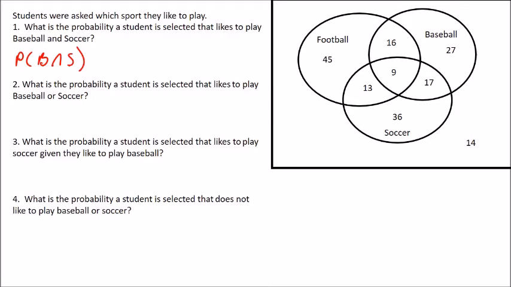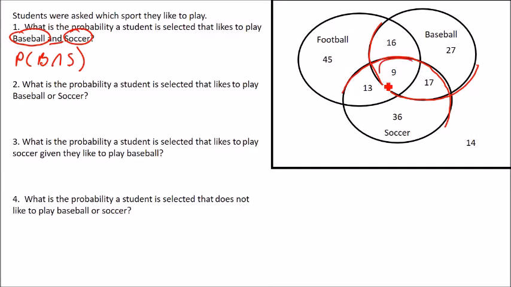For baseball and soccer, whenever it's that and statement, you're looking for where they overlap. They have to be in both of these at the same time. The and statement is extremely restrictive. They have to be in both of those. So if I'm looking at baseball and soccer, I'm looking at where this circle here and this circle here overlap each other, where they're on top of each other.